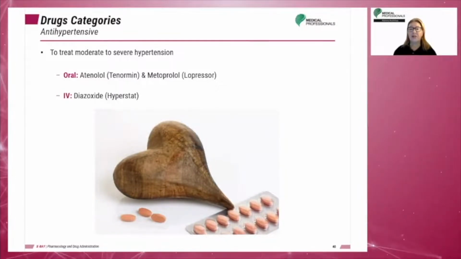Antihypertensive medication is used to treat moderate to severe hypertension. High blood pressure can be caused by many factors. Therefore, there are a variety of drugs on the market that can be used to treat the condition. Examples are atenolol or Tenormin and metoprolol or Lopressor, which are administered orally, and diazoxide or Hyperstat, which is given intravenously.